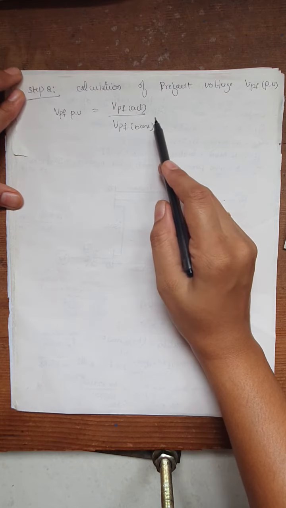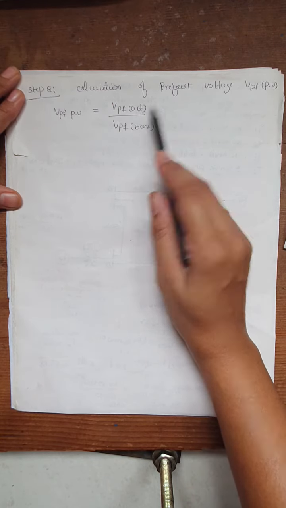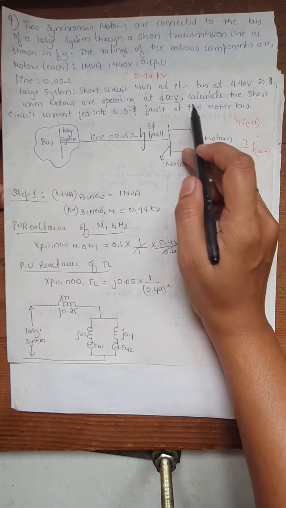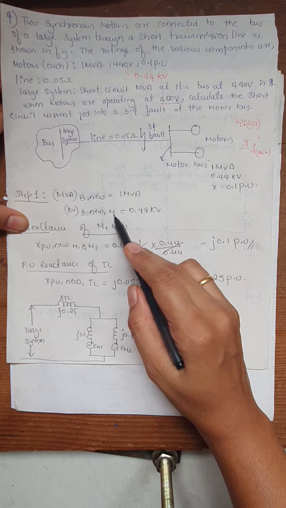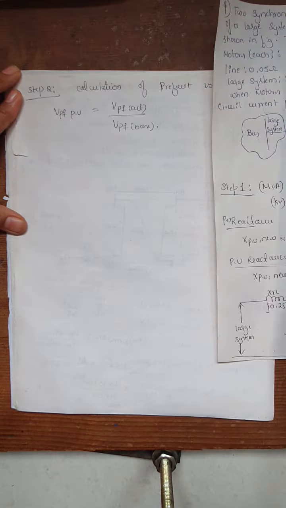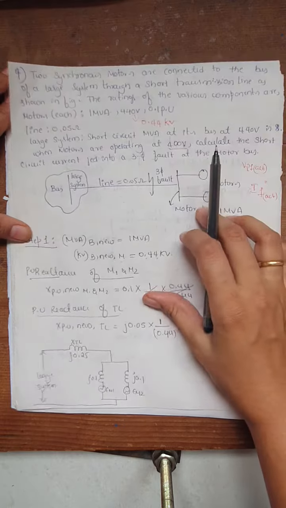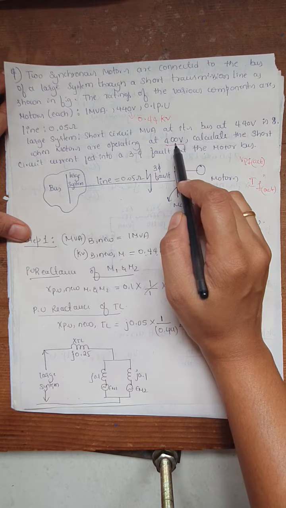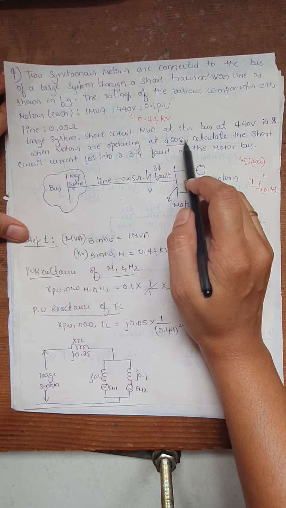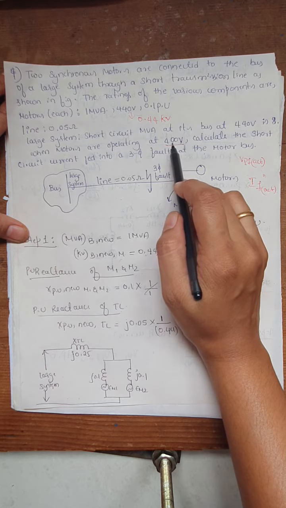So this is the pre-fault voltage calculation. VPF actual is given in the problem. As I told you, it is 400 volts and the base value will be the motor value, 0.44 kilovolt. Here also, before considering this, it is expressed in terms of volts, so convert this into kilovolt so that we will get 0.4 kilovolt.